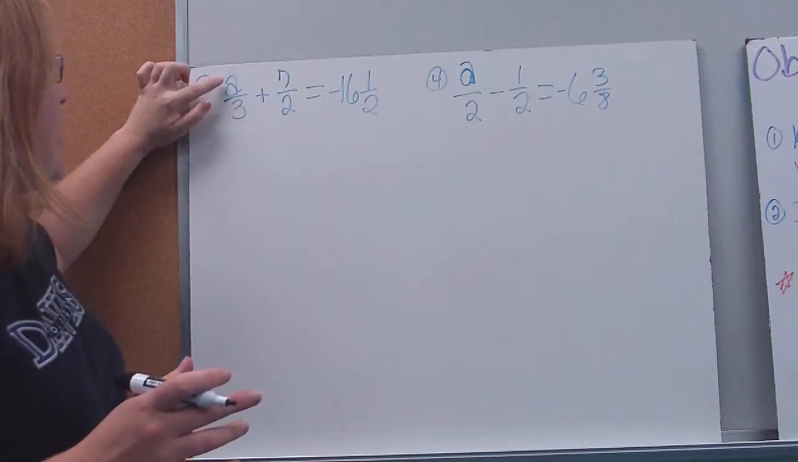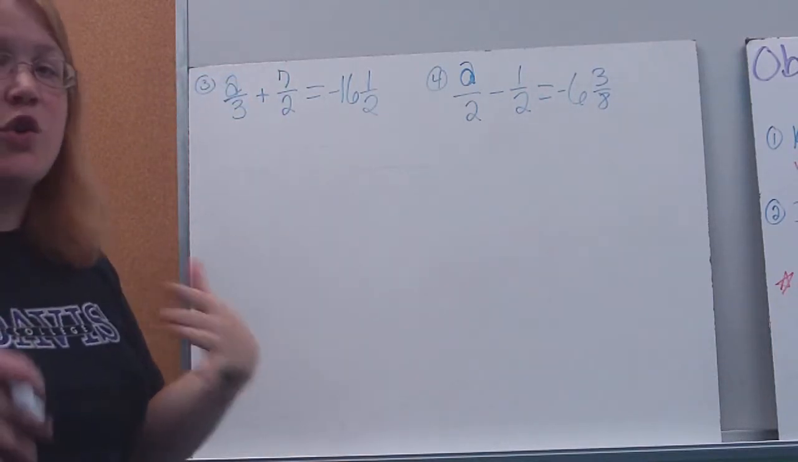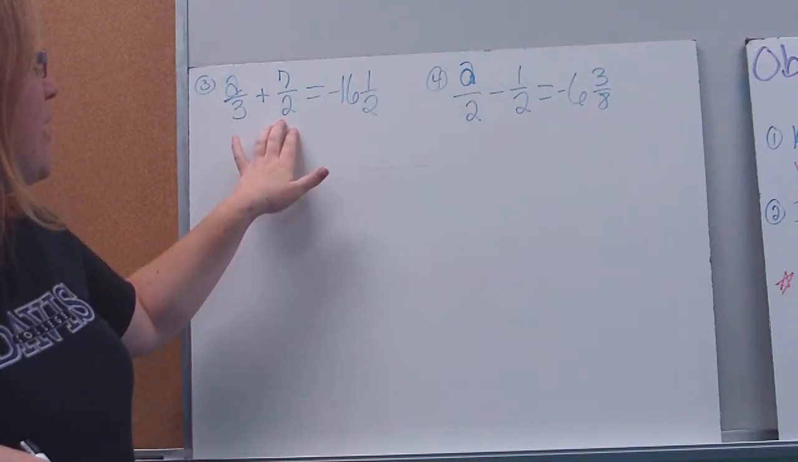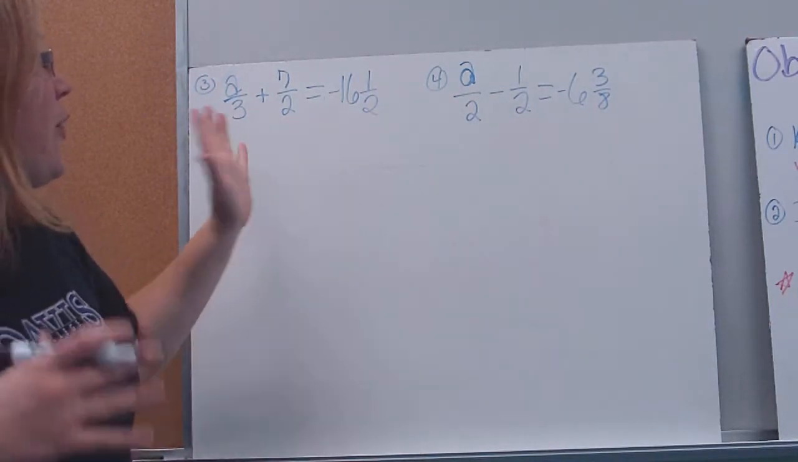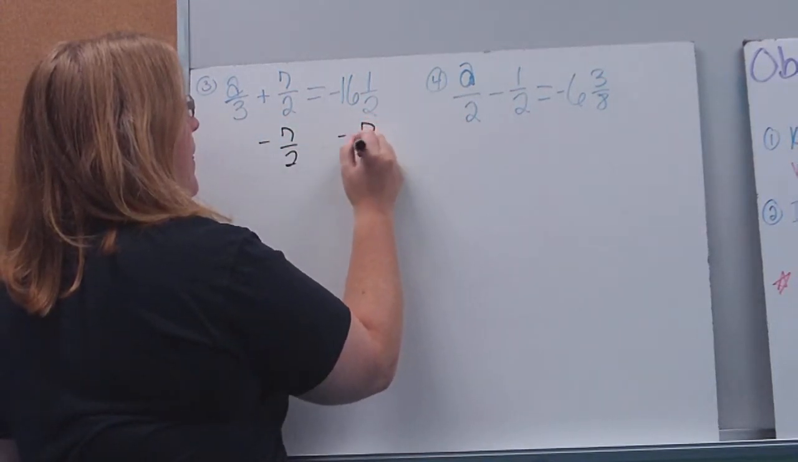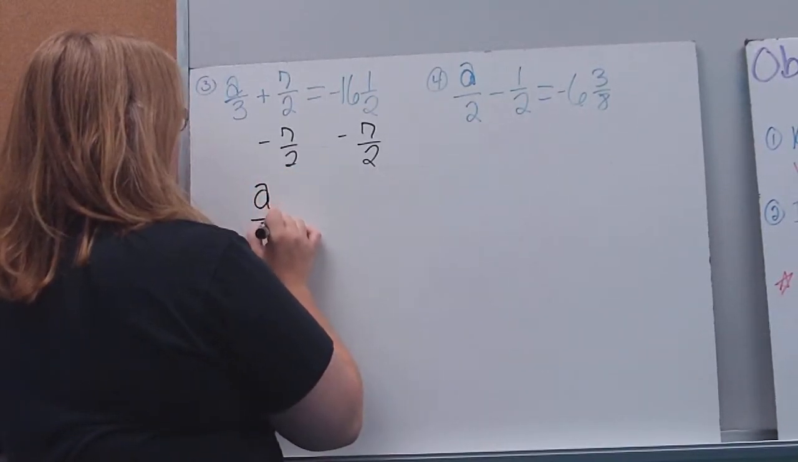All I'm saying here is a divided by 3, then I want to add 7/2. So we're just going to go about undoing it the same way we've been doing it. The first thing I want to undo is my addition. Now I notice these are both in halves, so we're golden. On this side, I'm just left with a divided by 3.